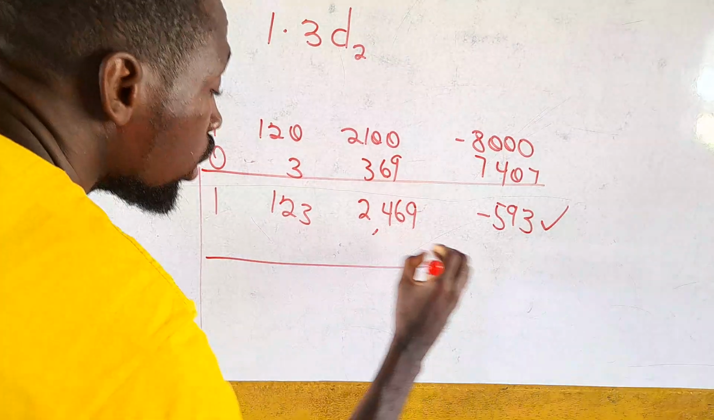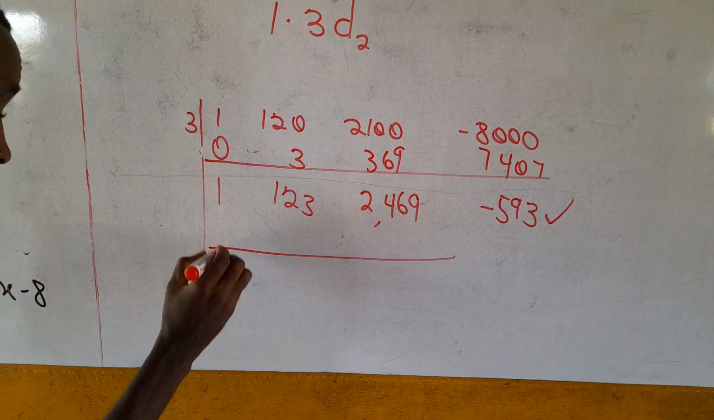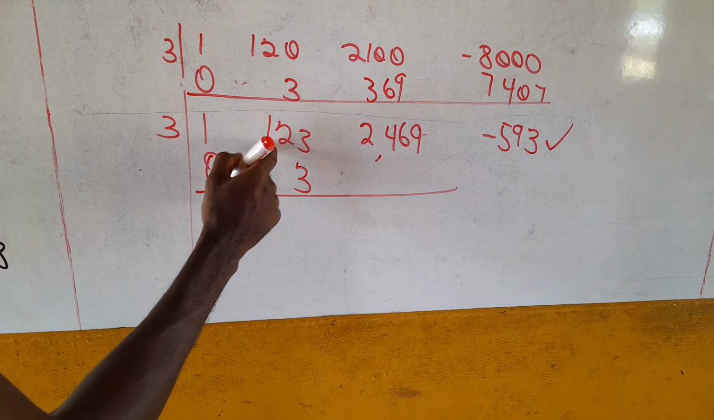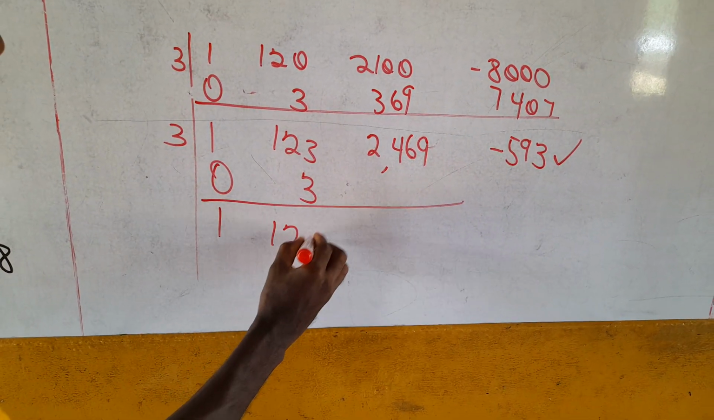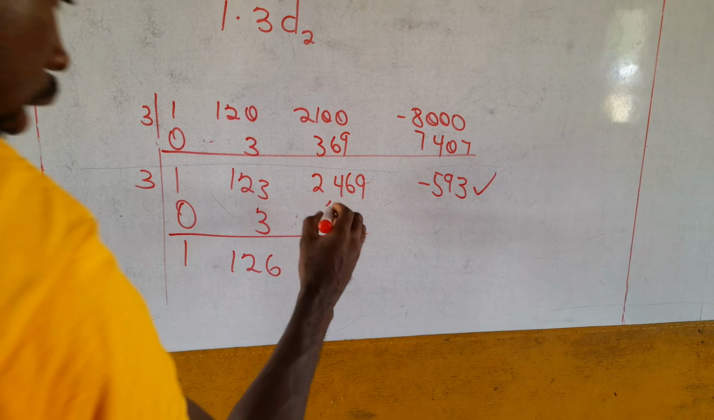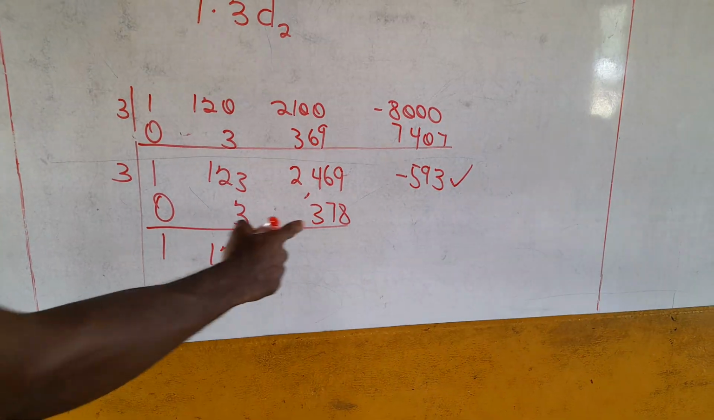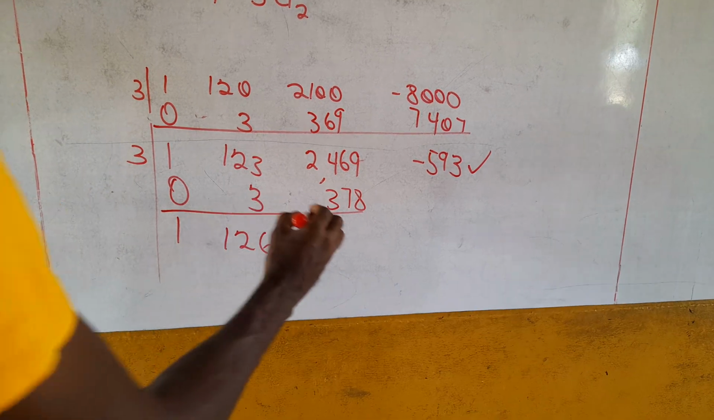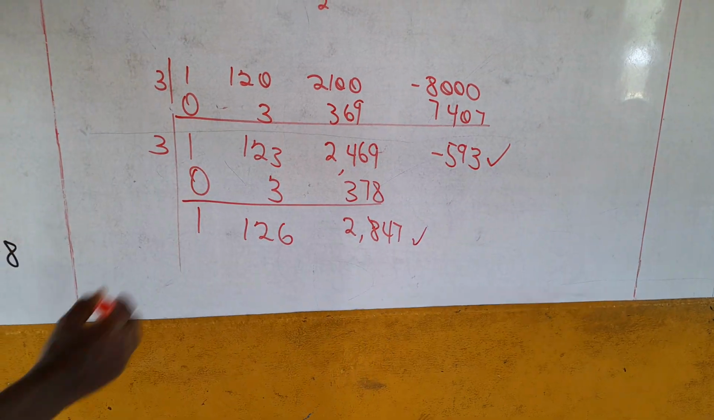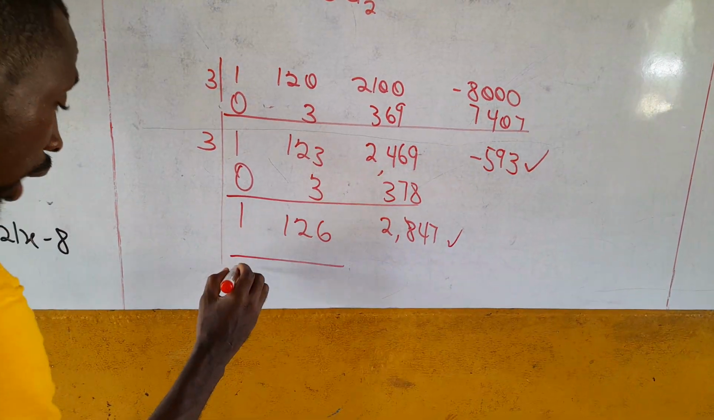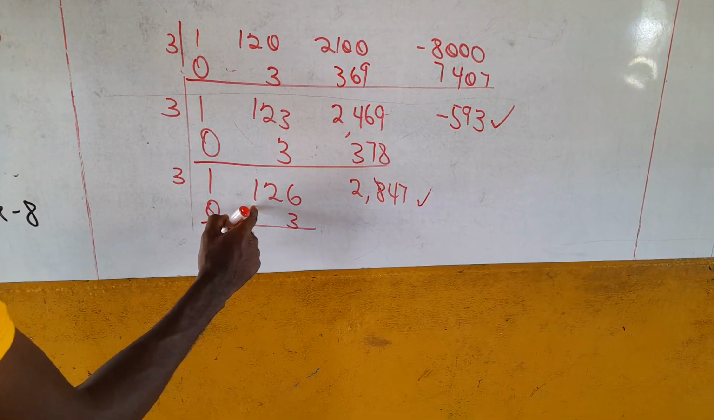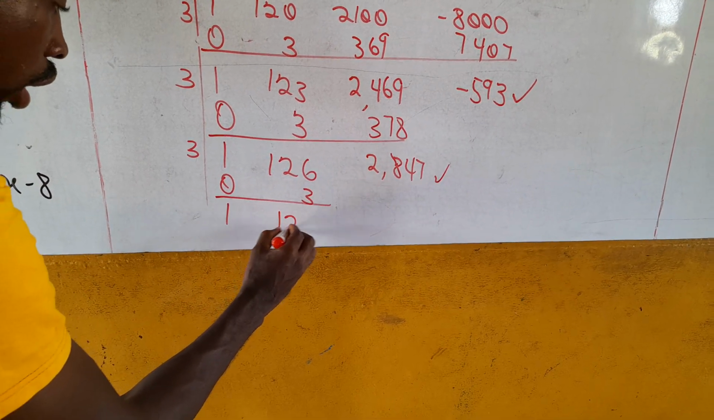Now we come to the next. Remember 1 plus nothing will be 1, that's 0. 3 times 1 will be 3. 123 plus 3 will give us 126. 3 times 126 will be 378. When we add 378 to 2469, we get 2847. Then we are done with this. Then we come to the next. 1 plus nothing will be 1, that's 0. 3 times 1 will be 3. 3 plus 126, that will be 129.